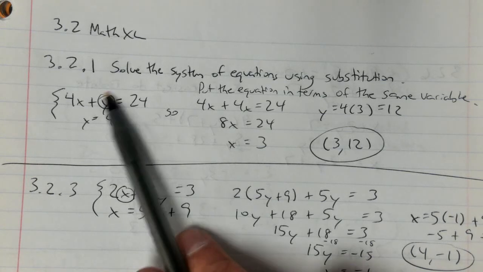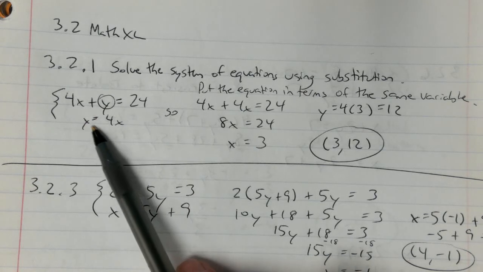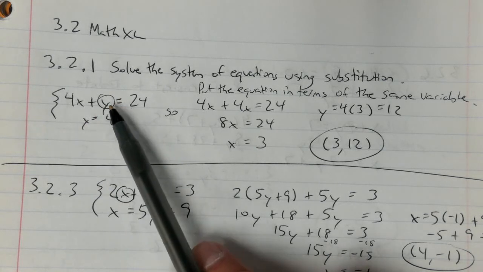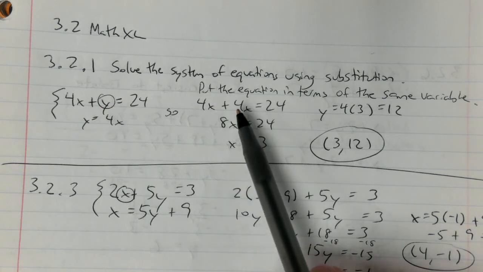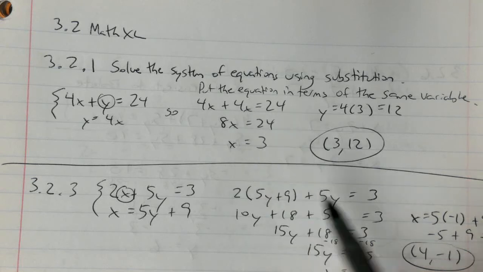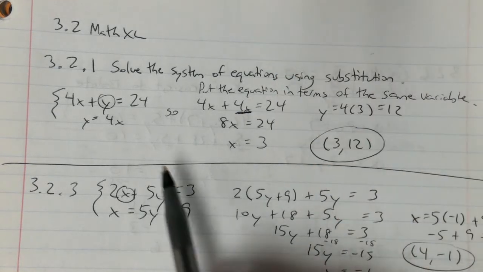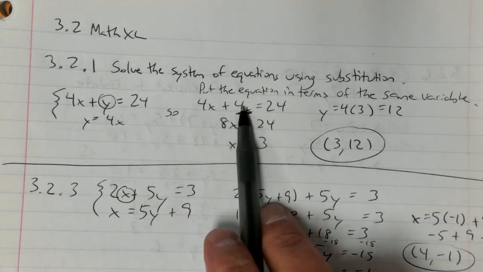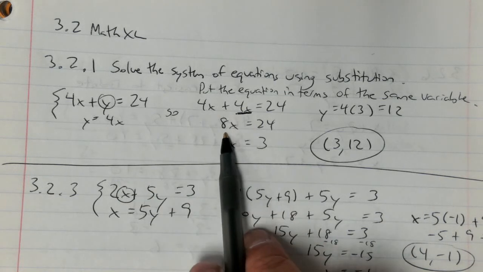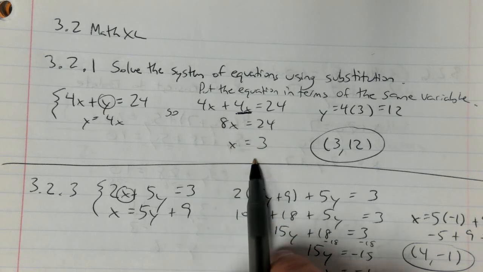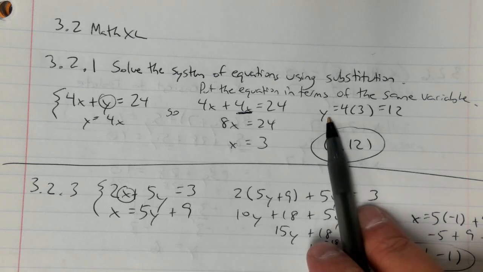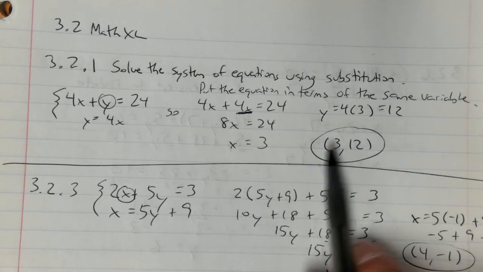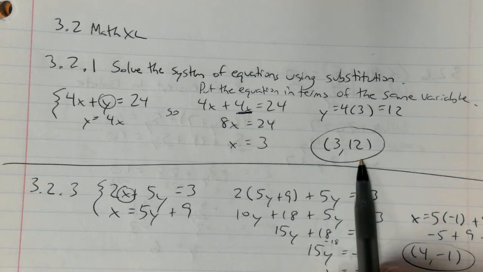The reason I circled the y is because this is already solved for y, and we're going to substitute that in. So I start writing the 4x plus something equals 24, and then in place of y I put 4x. So I have 4x plus 4x is 8x, 24 divided by 8 is 3. So I get x equals 3. And then to get y, I do 4 times 3 and I get 12. So we get (3, 12).